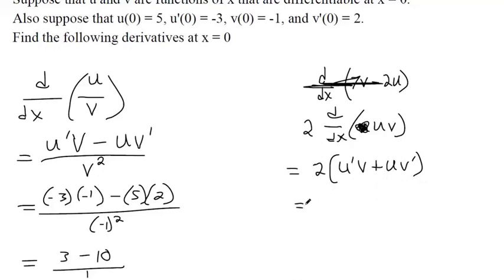And again, they've given us particular values at x equals 0, so now we just need to plug them in. The derivative of u is 5, and then the derivative of v is negative 1 at x equals 0. And then u, oh, sorry, that's not the derivative of u, that is u. So the derivative of u is negative 3. Negative 3 is what I should have written here. Okay, over here, this is 5, and then v prime is 2.